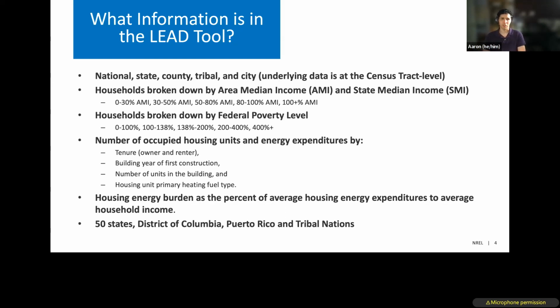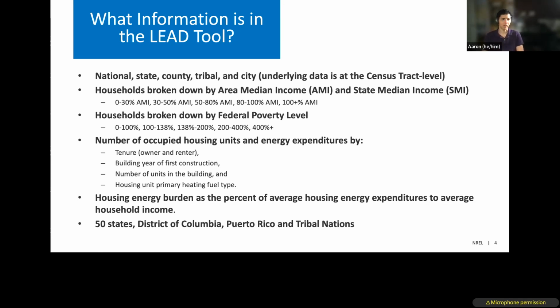Then we also have information based on the housing units themselves. We have it broken down by tenure, whether it's a renter or an owner. We have the year the building was constructed, and the number of units in the building. That might be one unit detached, so a single-family home, all the way up to 50-plus unit buildings. And then the primary heating fuel type. You'll see a little bit more of that as we get into the tool.